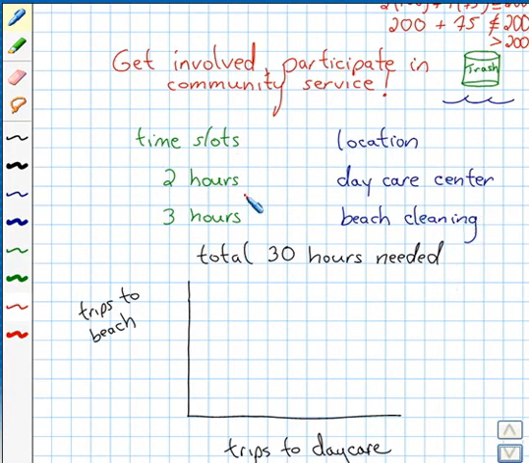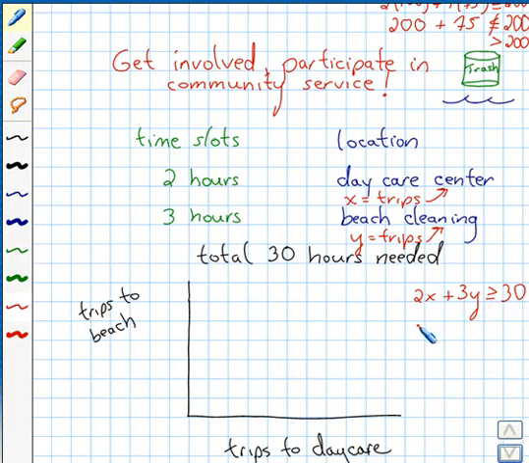So keep in mind, with 2 hours at the daycare center, so let's let that X represent the trips to this daycare center. Let's let Y represent the trips to the beach. Okay, so what our equation is going to look like, 2 hours per trip, we're going to have 2x plus the beach cleaning, 3 hours per trip, 3y, and we need at least 30 hours. So that would be greater than or equal to 30.